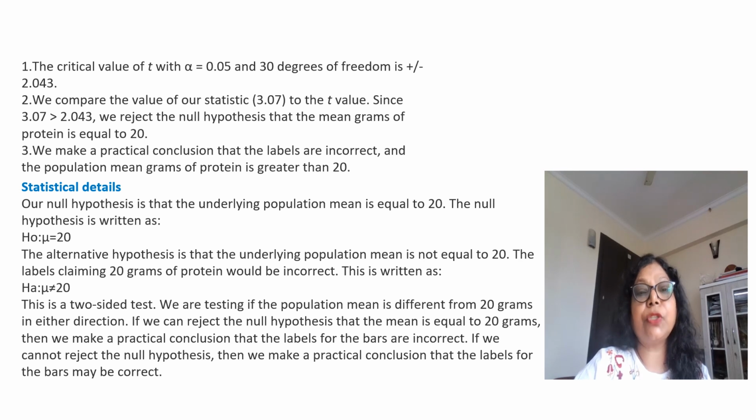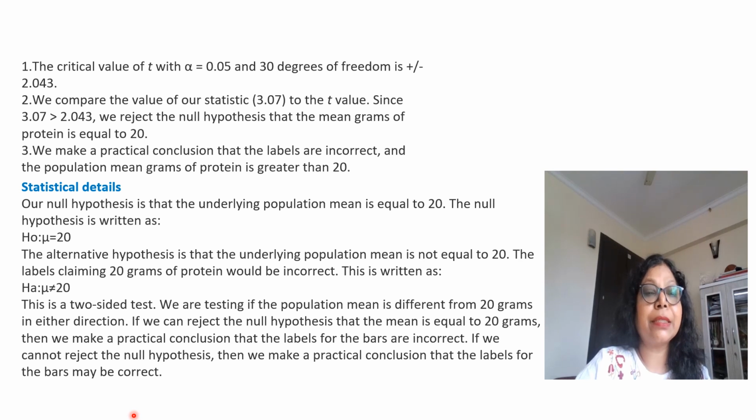Most statistics books have tables for the t distribution. We can also find tables online. The most likely situation is that we will use software and will not use the printed tables. After seeing this, we can compare the value of our statistic, that is 3.07, to the t value, which is 2.043. Since 3.07 is greater than 2.043, we reject the null hypothesis that the mean grams of protein is equal to 20. So we make a practical conclusion that the labels are incorrect and the population mean grams of protein is greater than 20.